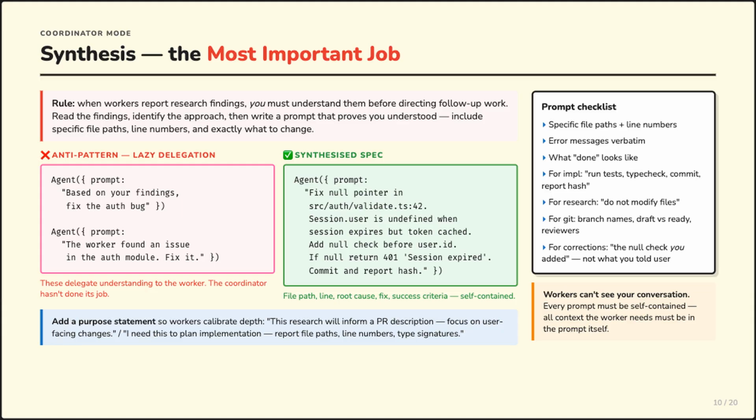Synthesis is the coordinator's most important job and the hardest to get right. When workers return research findings, the coordinator must read those findings and write a prompt that proves it understood them. The spec should include specific file paths, line numbers, the root cause, the exact fix, and what done looks like. Never write phrases like, based on your findings, or the worker found an issue. Those delegate understanding back to the worker. Workers can't see your conversation. Every prompt must be completely self-contained.